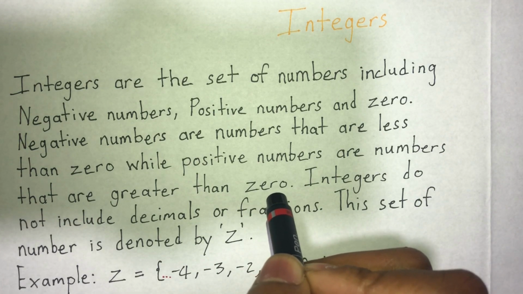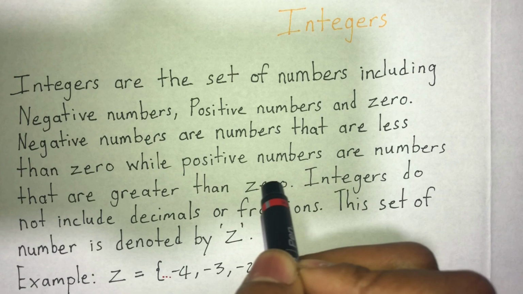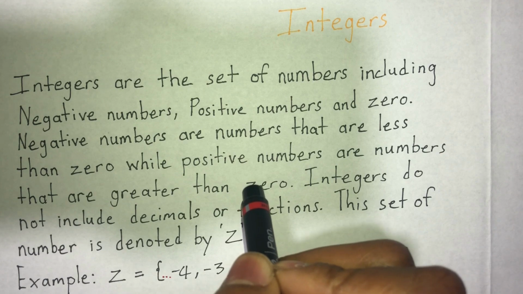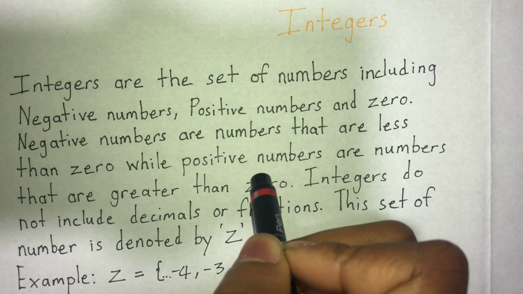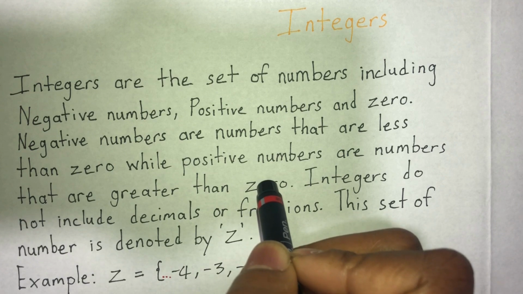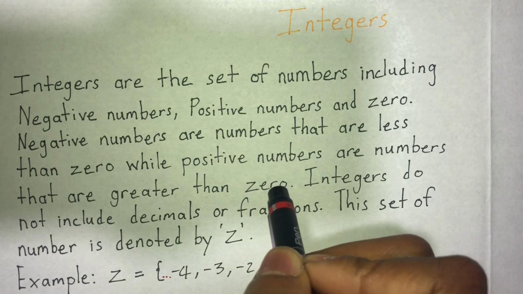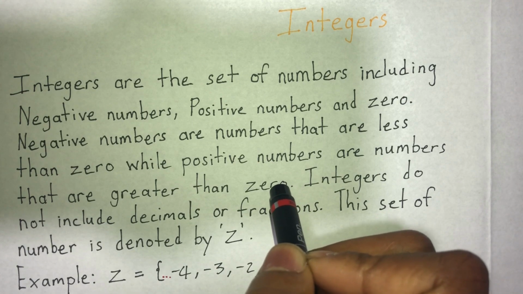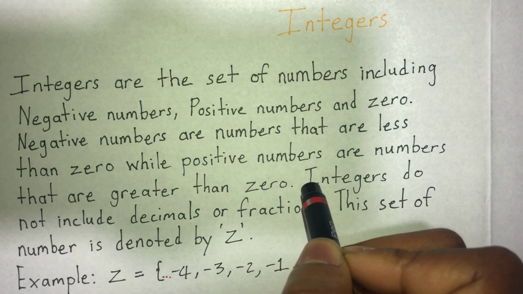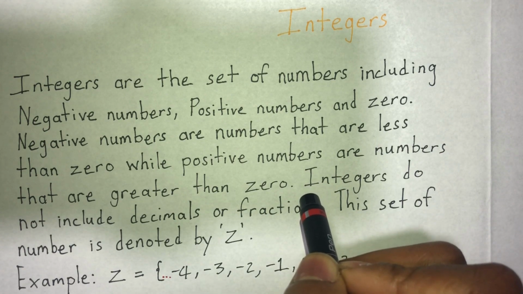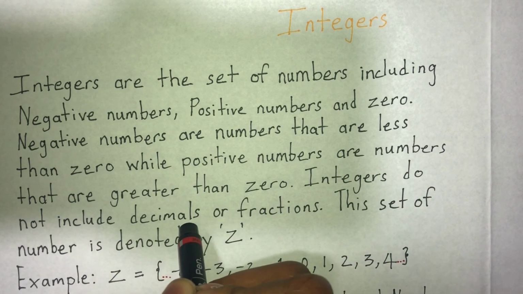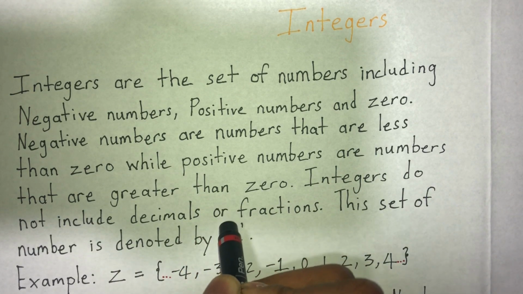There's one thing to note: just because you see a number with a negative sign doesn't mean it's an integer. For example, if we have negative half, that's not an integer. If we have negative 0.5, that is not an integer as well. If we have negative 0.25, that is not an integer. So bear that in mind. Integers do not include decimals or fractions.